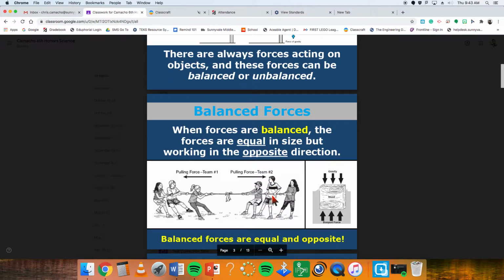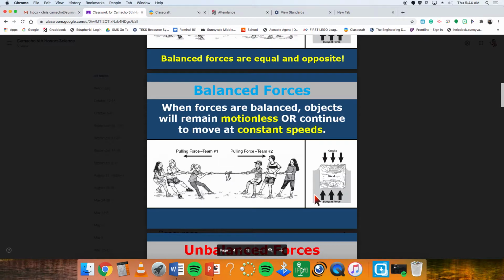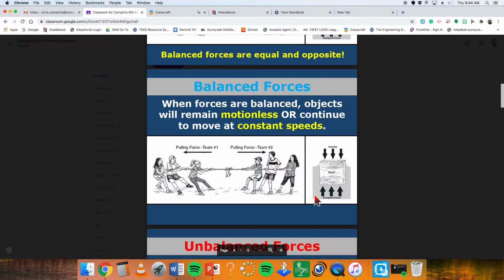So let's keep continuing here. When forces are balanced, the forces are equal in size but working in the opposite directions, as you can see with team one and team two. And think about a piece of wood floating in water. So you have gravity pushing the wood down, but the buoyancy force is keeping the wood afloat. So both forces in these examples are equal and opposite. When forces are balanced, objects will remain motionless or continue to move at constant speeds. So objects will remain in motion or at rest until an unbalanced force changes that object's motion or lack thereof.